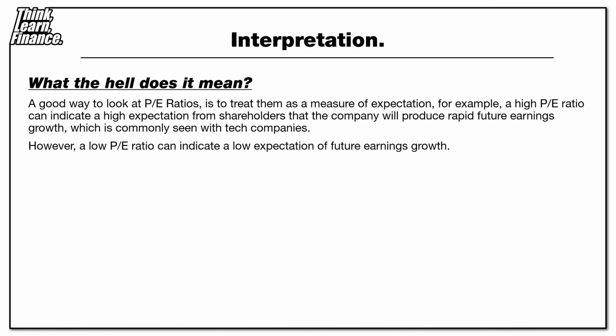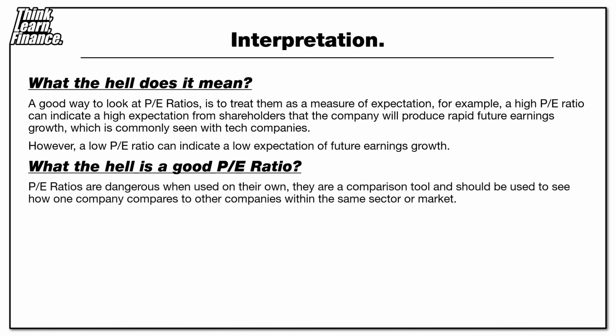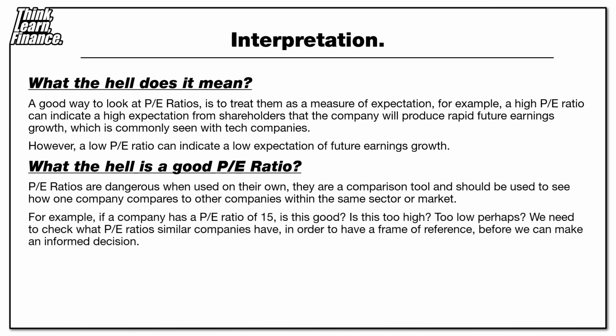But in order to understand whether a P/E ratio is helpful to us as investors, we must first understand what a good P/E ratio is. P/E ratios are dangerous when used on their own. They are a comparison tool and should be used to see how one company compares to other companies within the same sector or market. For example, if a company has a P/E ratio of 15, is this good? Is this too high? Too low perhaps? We need to check what P/E ratios similar companies have, in order to have a frame of reference, before we can make an informed decision.